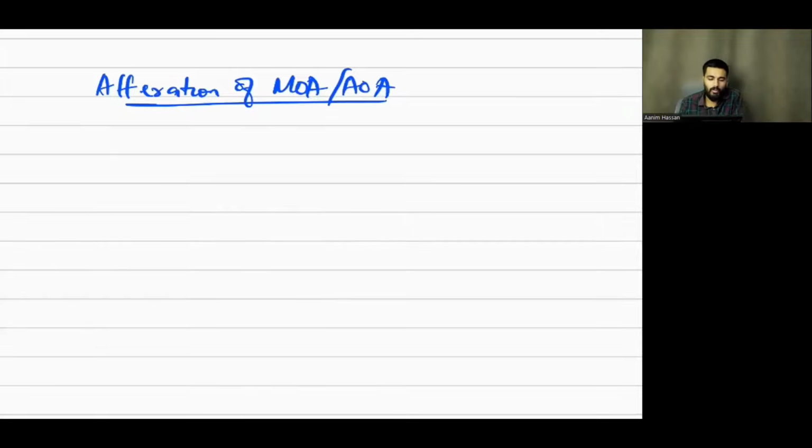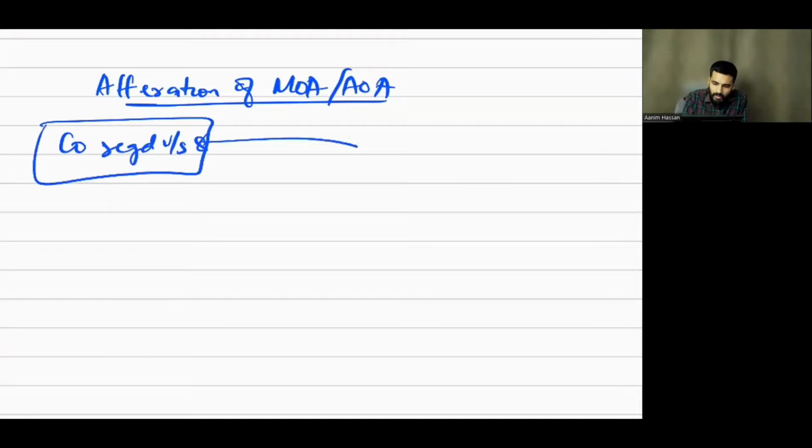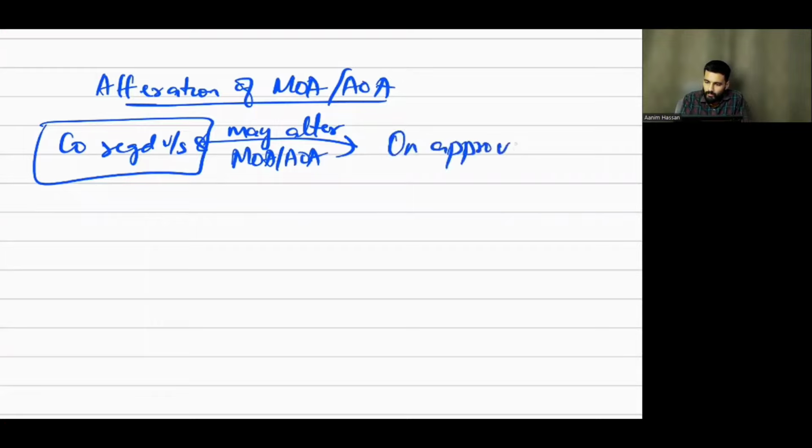So alteration of MOA, how does it happen? A company which is registered under Section 8 may alter its MOA or AOA on approval received from CG.